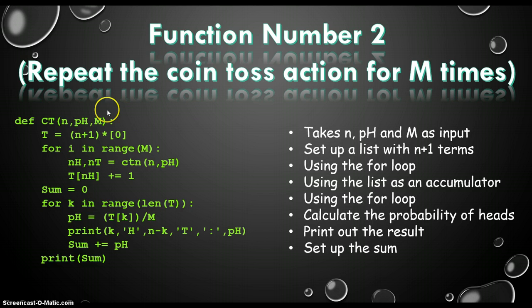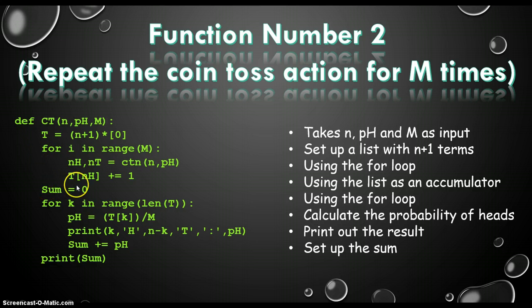So let's say we flip the coin 5 times. It's going to be 0 head, 5 tail; 1 head, 4 tail; 2 head, 3 tail; and so on. So if this one is equal to 3, then this goes to the 4th term, which is 3 head and 2 tail, and then add 1 to it. So at the end, we're going to keep track of how many combinations of the number of heads and the number of tails we're getting after we've done that 1000 times.